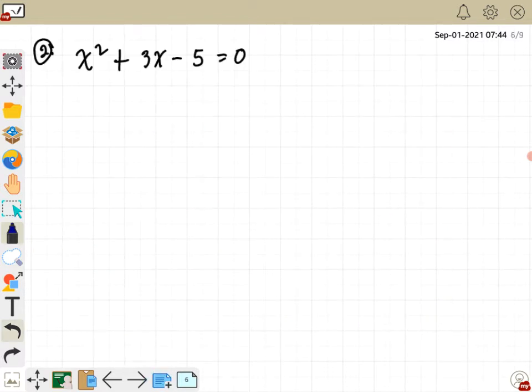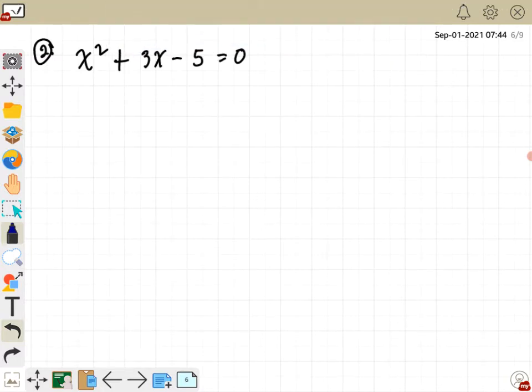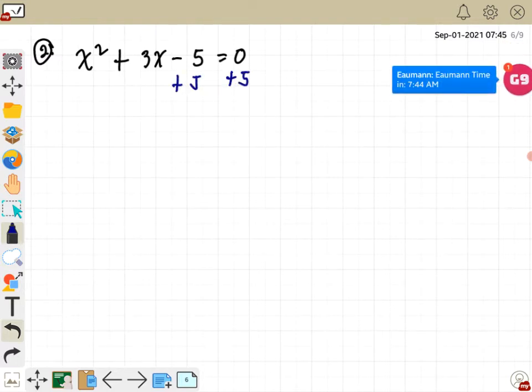So we have here number 2, x squared plus 3x minus 5. It's the same thing. We need to isolate the value of c, which is negative 5, because that is responsible why this equation is not a perfect square. So we need to make the left hand side a perfect square. So plus 5, plus 5.